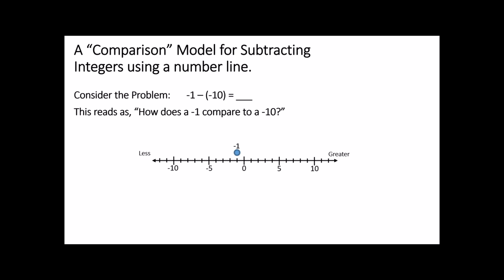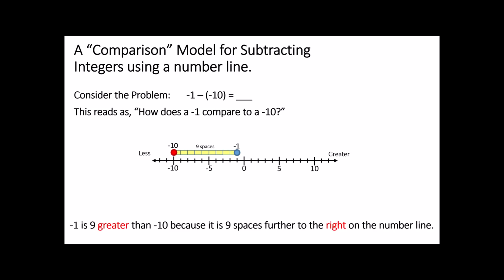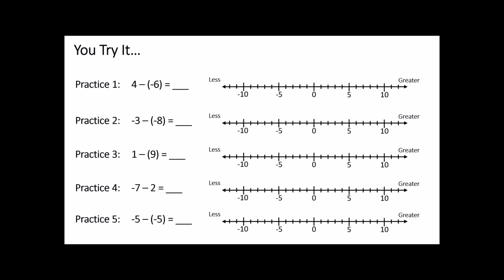Well, negative 1 is here. Negative 10 is here. That's a difference of 9 spaces. But the negative 1 is larger than the negative 10. Since negative 1 is 9 greater than negative 10, and it is 9 spaces further to the right, this is a positive 9. Tell you what, I've got 5 more for you to practice on your own. I'd recommend trying all 5 and then coming back and watching the video.